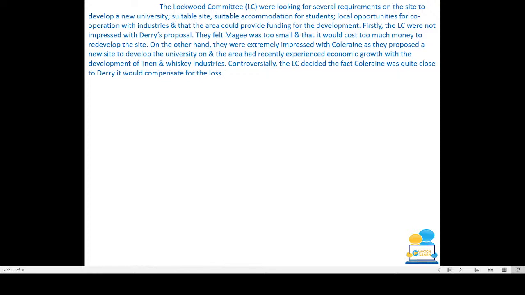Suitable site, suitable accommodation for students, local opportunities for cooperation with industries, and that the area could provide funding for the development. Firstly, the Lockwood Committee were not impressed with Derry's proposal. They felt Magee was too small and that it would cost too much money to redevelop the site. On the other hand, they were extremely impressed with Coleraine as they proposed a new site to develop the university on, and the area had recently experienced economic growth with the development of linen and whisky industries. Controversially, the Lockwood Committee decided the fact Coleraine was quite close to Derry, it would compensate for the loss.